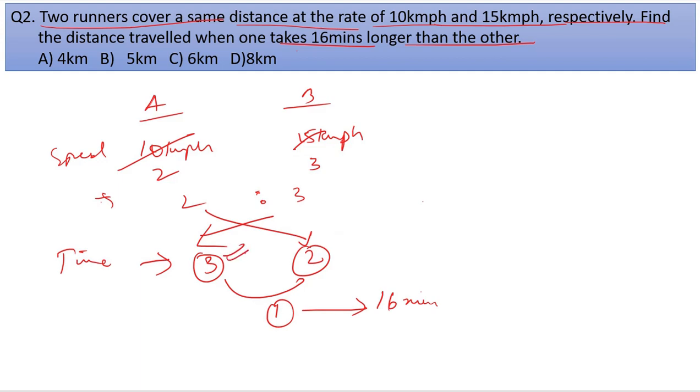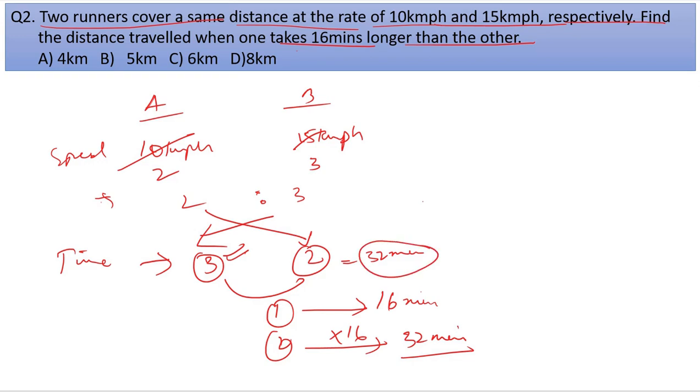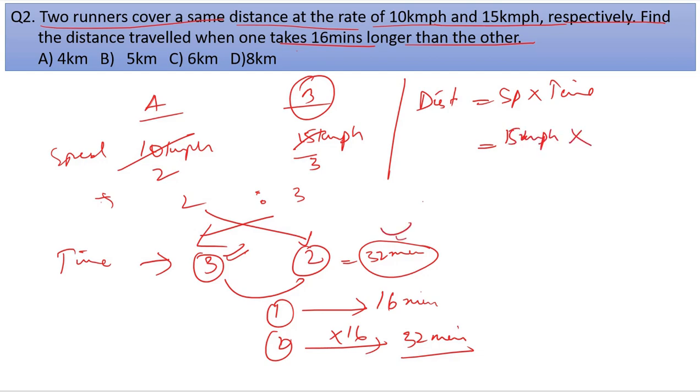Now I will consider the time of B here. So 2 will be multiplied here by 16, that is 32 minutes. Yeah, this one is 32 minutes. Now in order to find out the distance, we have the formula speed into time. Let us consider B again. Here B, we have 15 kilometer per hour into time of B, which is 32 minutes.